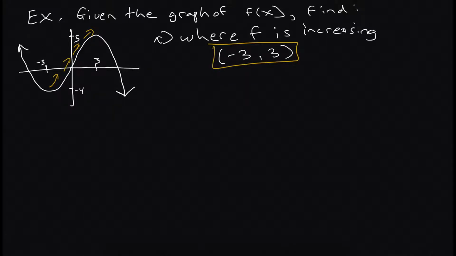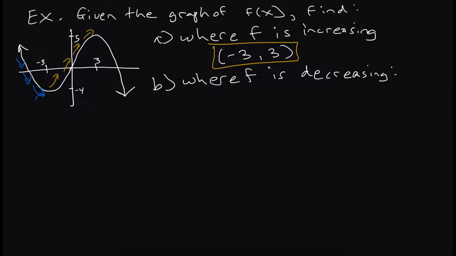And let's say for part B here, let's go ahead and do decreasing. So part B, find where f is decreasing. And I'll do the same thing with my arrows. I'll put these in blue. So this function is going down everywhere to the left of -3, it looks like. And then also after +3.